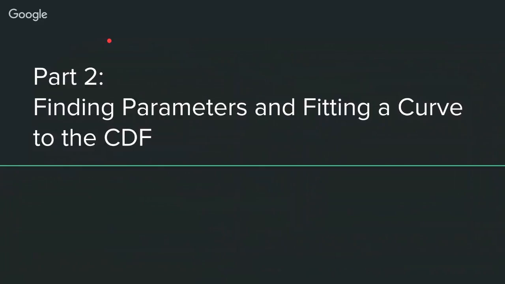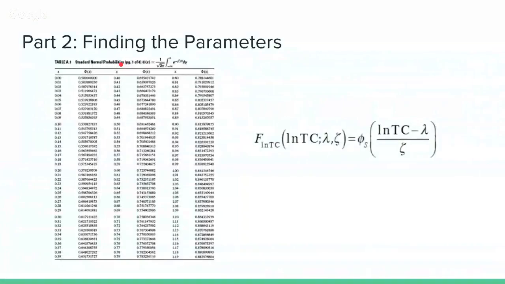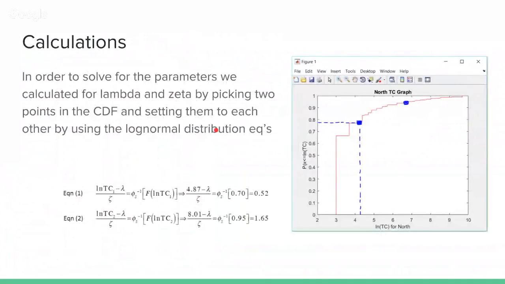All right, thank you, Austin. So for part 2, we're finding parameters and fitting a curve to the CDF. This slide just shows the basic tools and equations we use to find parameters. In order to solve for the parameters, we have to calculate lambda and zeta by picking 2 points on the CDF. For example, we pick these 2 points and set them equal to each other by using the log normal distribution equations, which are these.